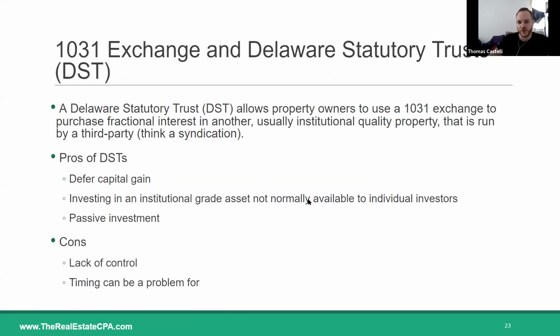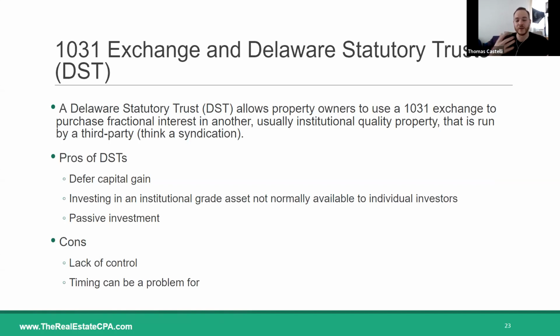1031 exchange and Delaware statutory trusts. A Delaware statutory trust, a DST, allows property owners to use a 1031 exchange to purchase a fractional interest in another, usually institutional quality property that is run by a third party. Think of a DST like a syndication. It's usually run by a professional management team, and it's a higher quality asset.